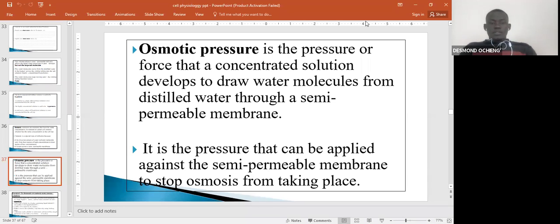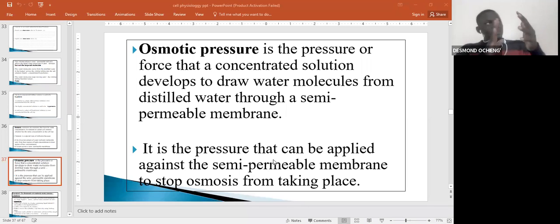Our teachers told us that osmotic pressure is the force by the semi-permeable membrane to stop water molecules from the hypotonic solution entering the hypertonic solution. Yes, that is true, David. It is the same thing that I've just explained. It is outlined in my second point here: the pressure that can be applied against the semi-permeable membrane to stop osmosis from taking place.